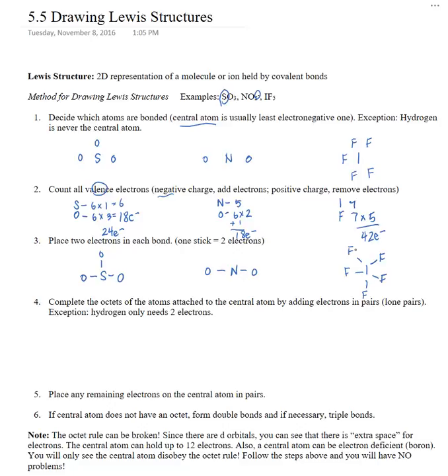The next thing that we're going to do is complete the octets of the atoms attached to the central atom. So in this first one, when we have SO3, we want to look at the atoms attached to the central atom. This oxygen has 2 electrons so far, so in order to have an octet, or a total of 8 electrons, we'll need to place 6 electrons around it in pairs. This oxygen also needs 6. This oxygen also needs 6.